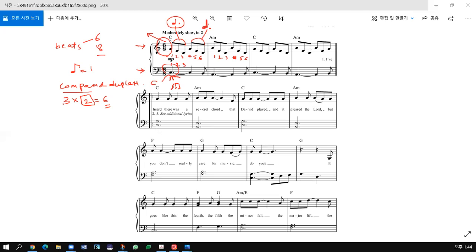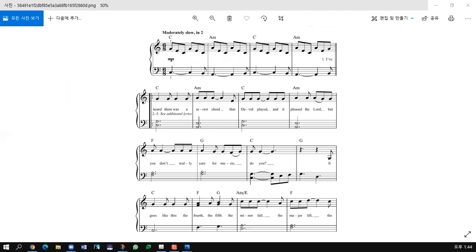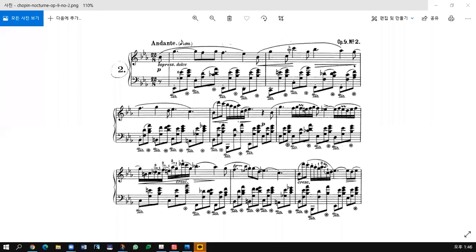Okay, so let's look at the other example. Okay, so let's look at this example. This is 12/8. 12/8 means 12 beats in each measure, right? And then the eighth note gets 1 beat. So let's look at this song. This is Chopin, Nocturne Op. 9 No. 2. So, let's look at from this measure, okay?